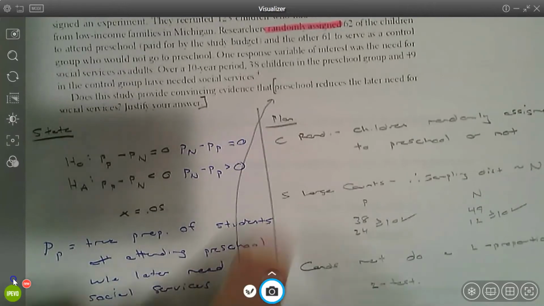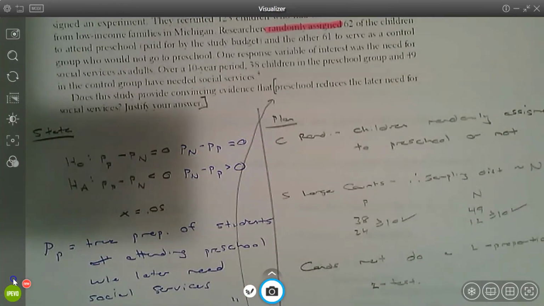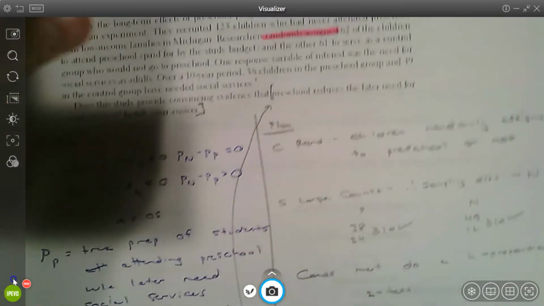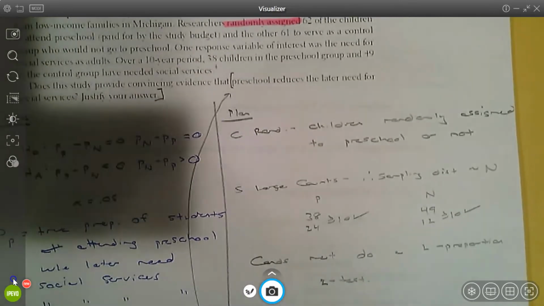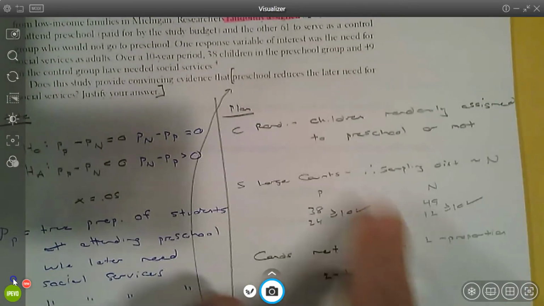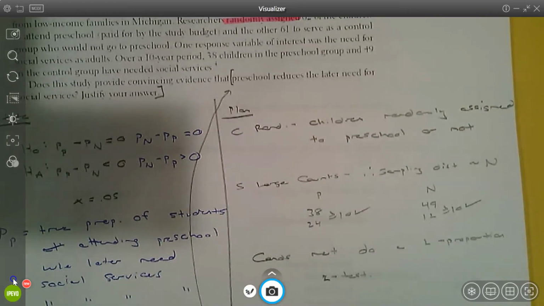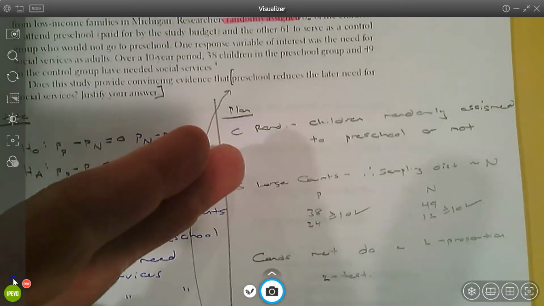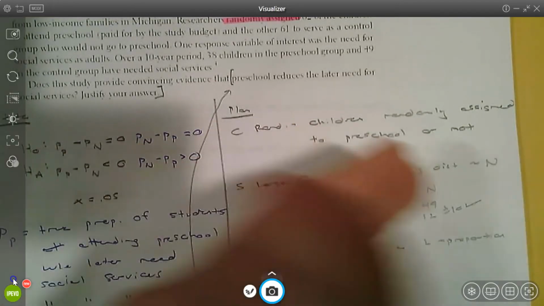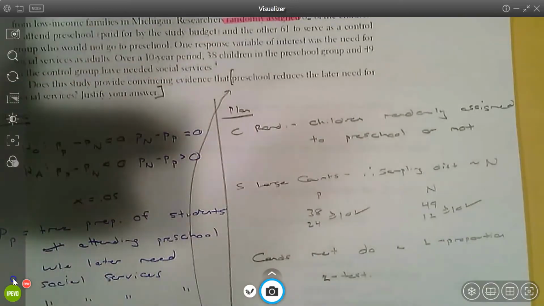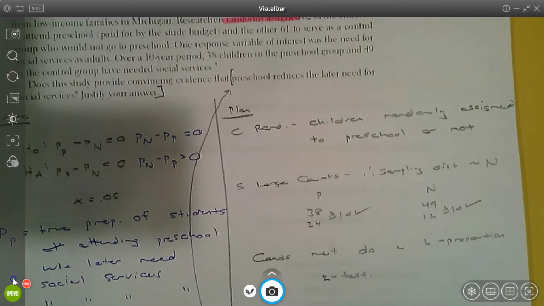So conditions, random condition. This is not a random sample. Make sure you're clear and you don't just get lulled into that. The children are randomly assigned to preschool or not. Be explicit. What are the treatments? And make sure you're mentioning random assignment. Guess what? We don't need to check the 10% condition because we're not sampling without replacement. You could mention that 10% condition not needed because it's an experiment, or you just completely leave it off.